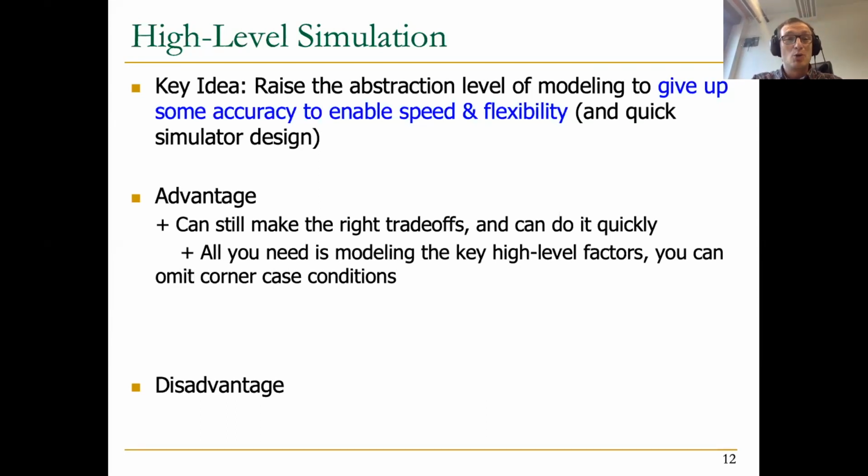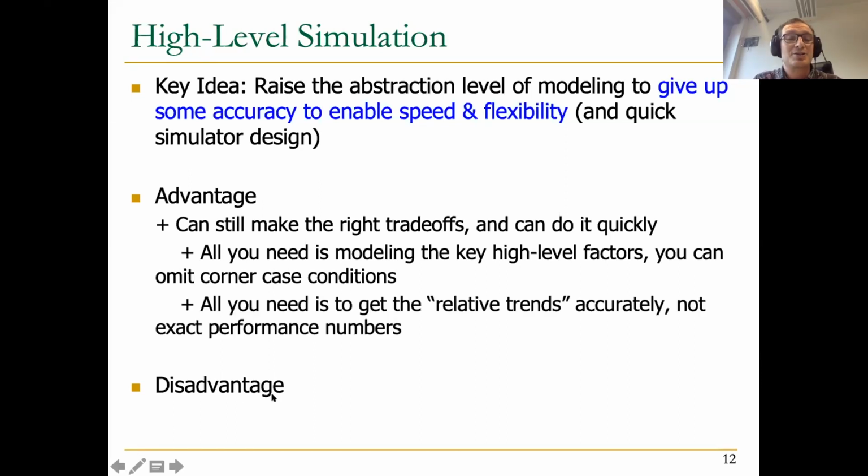Okay, so I took more time here to give you the tools that are available to you, but I think it's important. The key advantage is still high-level simulation. You can omit corner case conditions, but again, while you're doing that, you should be careful. And I gave you also an example of how you would model things at a high level, right? Page fault, 10,000 cycles. In fact, okay, I'll tell that story in the disadvantage, because if you do that, page fault, 10,000 cycles, you could also be fooling yourself. So I'm going to talk about that actually.